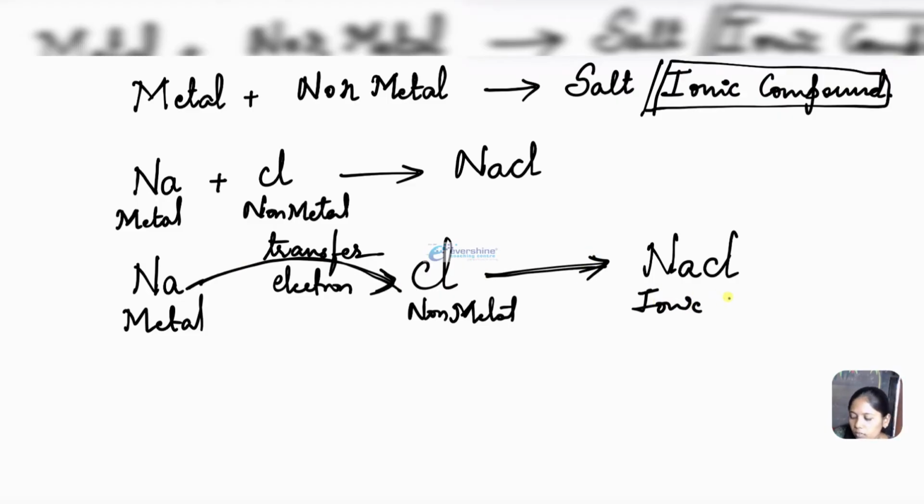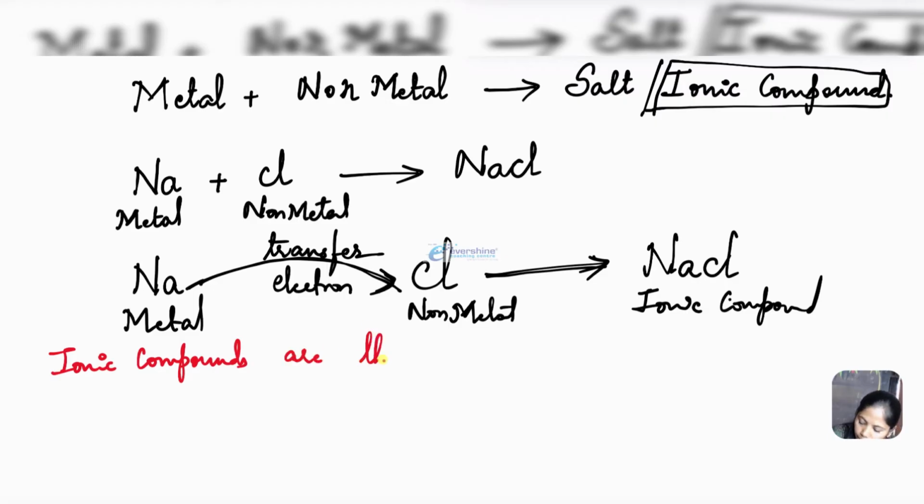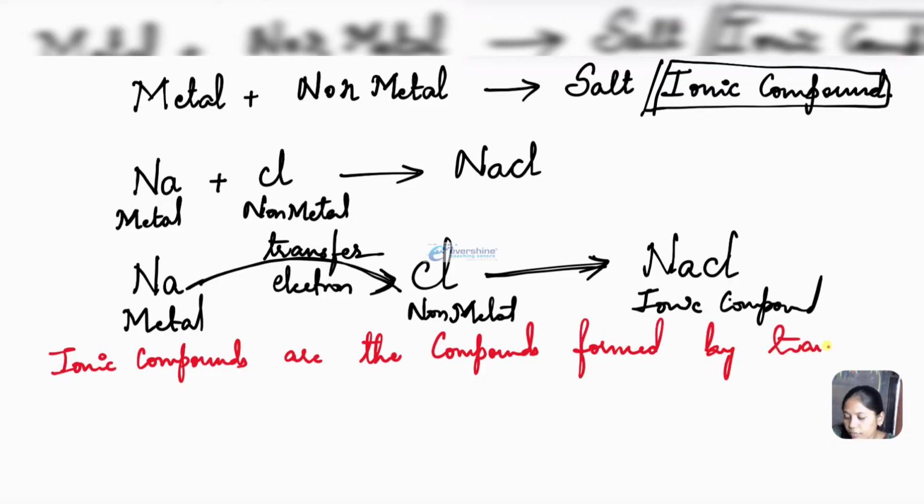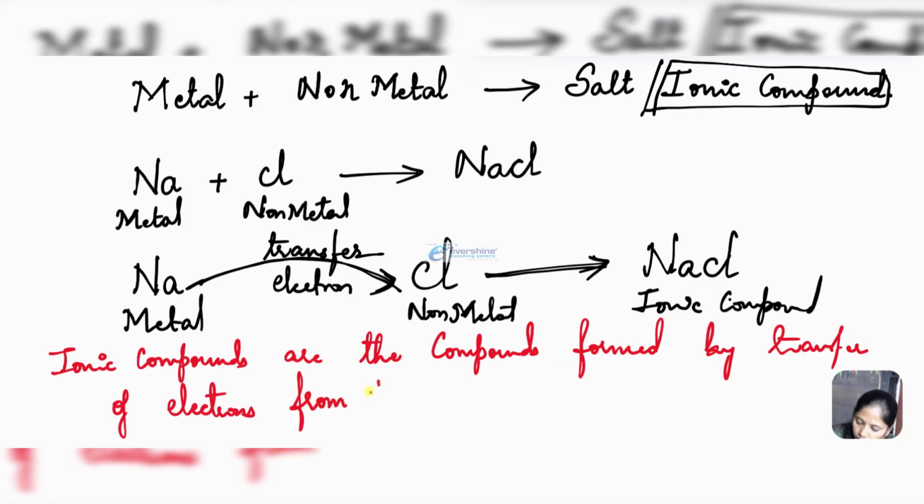They'll ask, what is an ionic compound? What will you write? Ionic compounds are the compounds formed by transfer of electrons from metal to non-metal. Very, very important.